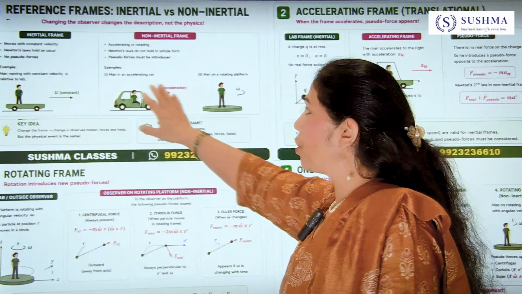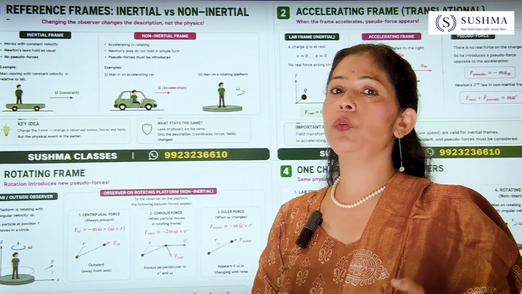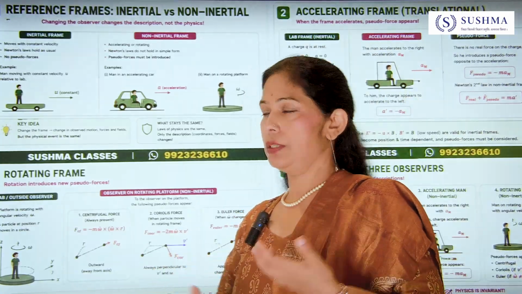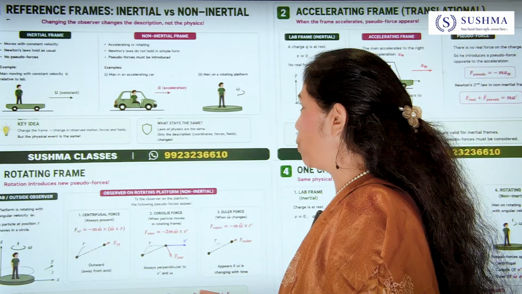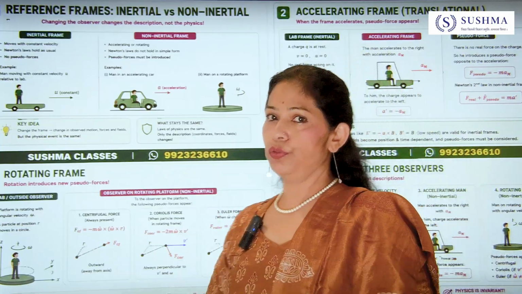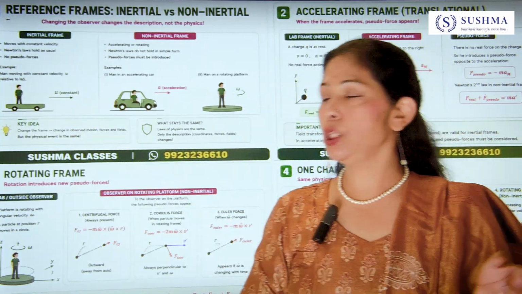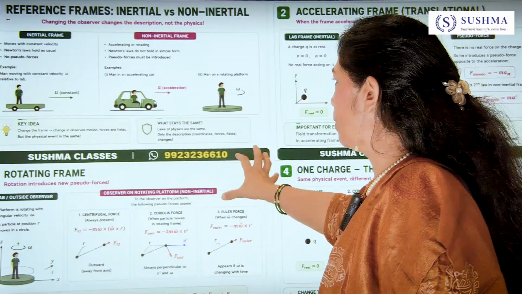So if we talk of inertial frames, what are these? Inertial frames move with constant velocity with respect to ground or with respect to each other. Newton's laws hold good as usual, as is, whereas no pseudo forces are required, right? So a man moving with constant velocity u relative to the lab or the ground, that is an inertial frame.